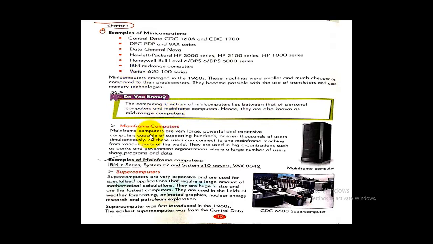Now the next topic is the mainframe computers. Now let's see what mainframe computers are. These are more powerful than the mini computers and microcomputers. Mainframe computers are very large, powerful, and expensive computers capable of supporting hundreds or even thousands of users simultaneously.